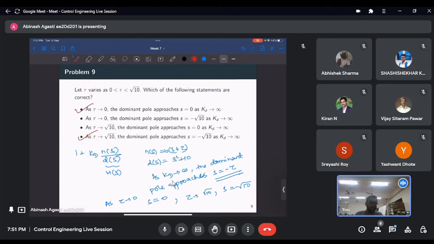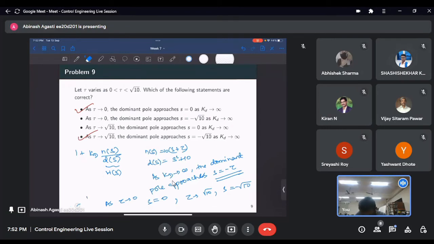There is no formula for dominant poles. We just take kind of a thumb rule that if one pole or a pair of poles are at least 5 times nearer than all other poles. Let's say we have something like this and one pole here. If this distance is 5 times this distance, then we will say that these poles are dominant, these two poles.